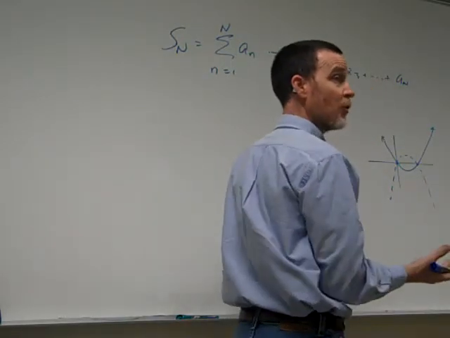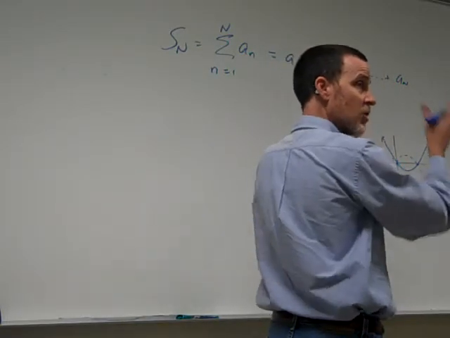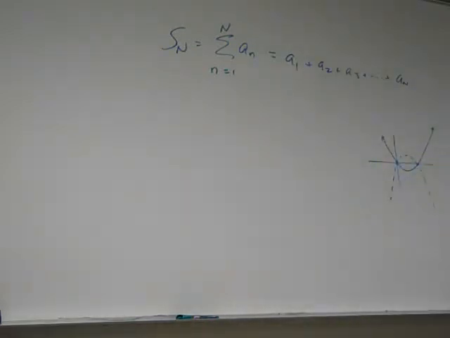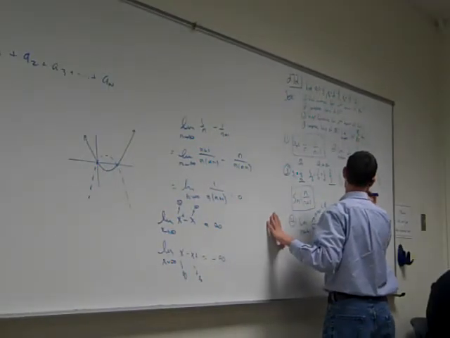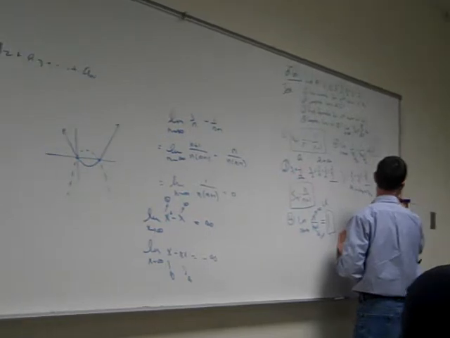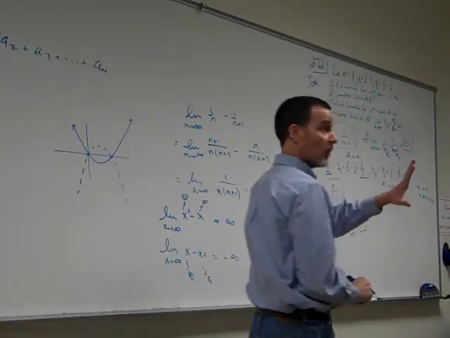We call it the nth partial sum because you're summing up the first n terms, right? And that's what he did. This is A1. This is A1 plus A2. This is A1 plus A2 plus A3. This is A1 plus A2 plus A3 plus A4. And that's the most important thing I want you to remember about this series.